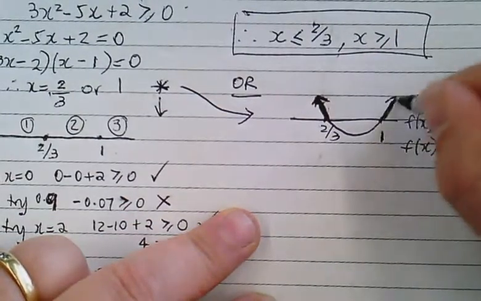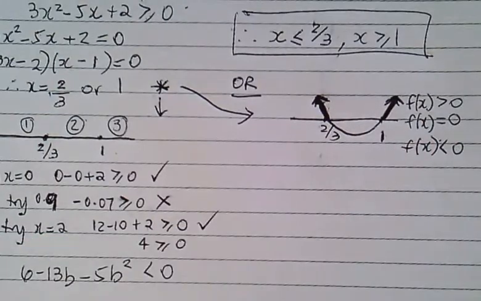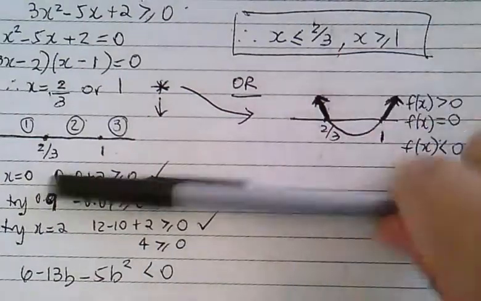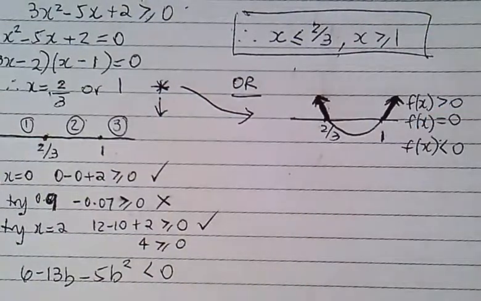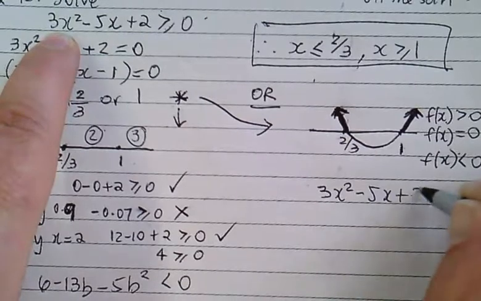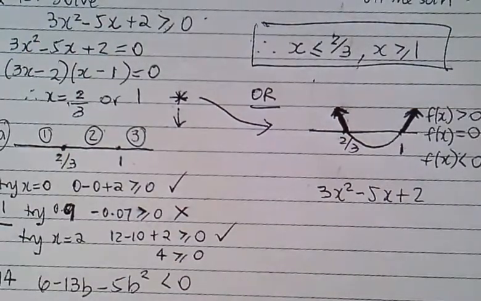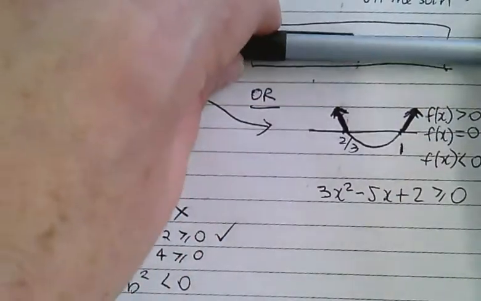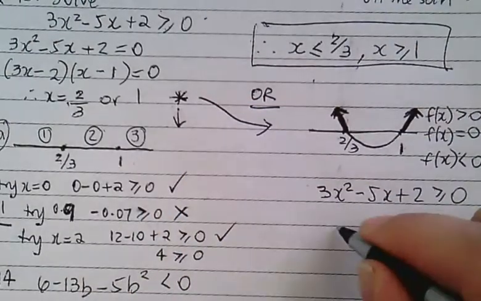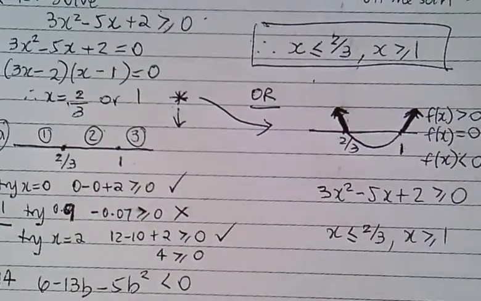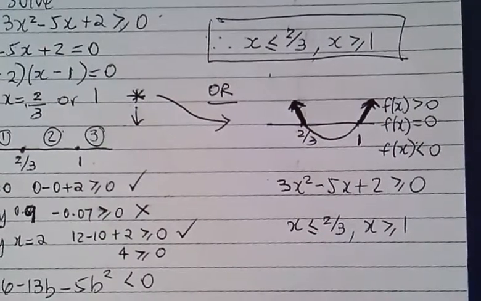Where's it above the line, basically? When I sketch this function, where is it above 0? If I did put the y-axis here, where is it above? Because I'm trying to solve this. I've sketched the function on the number line, right? Where is this function greater than the line? Yeah, so the answer is x is less than or equal to 2/3, x is greater than or equal to 1. Isn't that just so much easier than substituting?